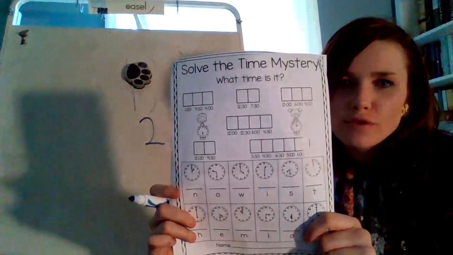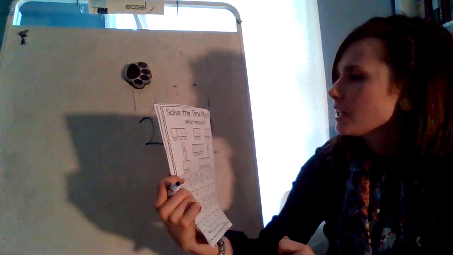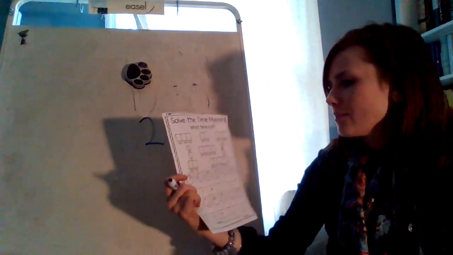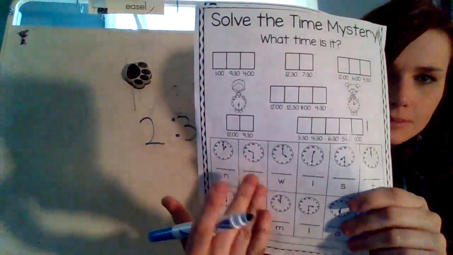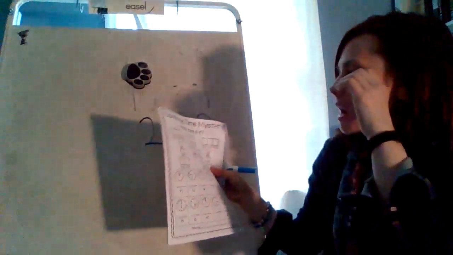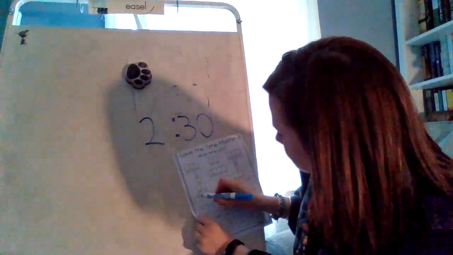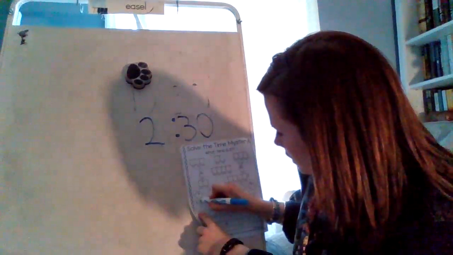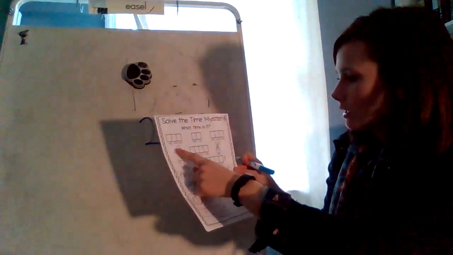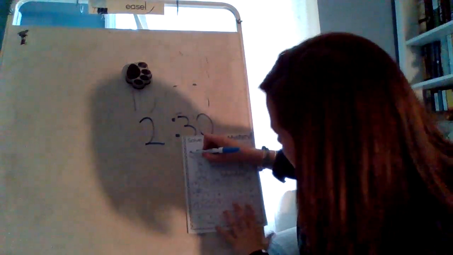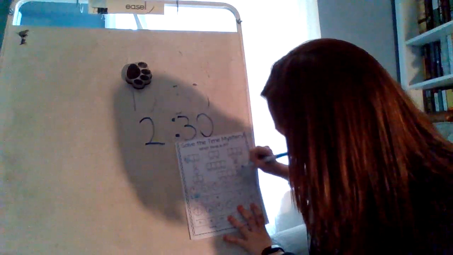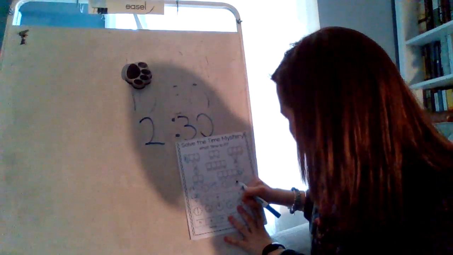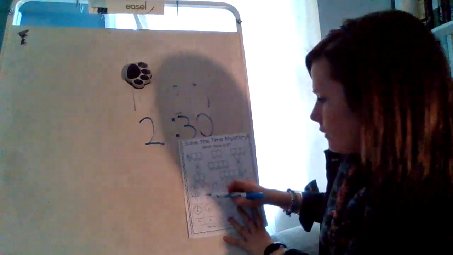It says, solve the time mystery. What time is it? So you're going to look at all these little clocks and figure out what time they are. And then using the letters, solve the puzzle up top. I'll do one of them with you, a few of them with you. This is the 12 and 1. So it's 1 o'clock. You'll write that on the line. So then wherever you have a 1 o'clock up top, you will write the letter N. I think that's the only spots. Yes. All right, moving on to the next one.